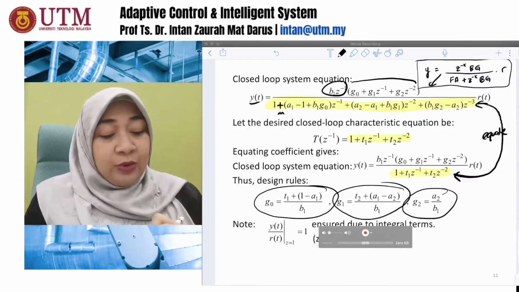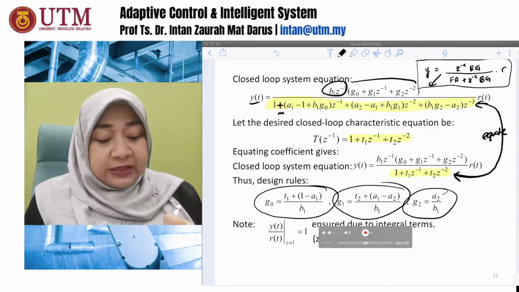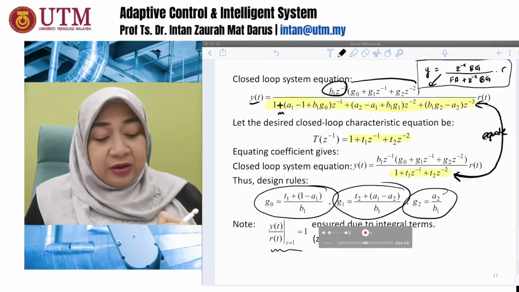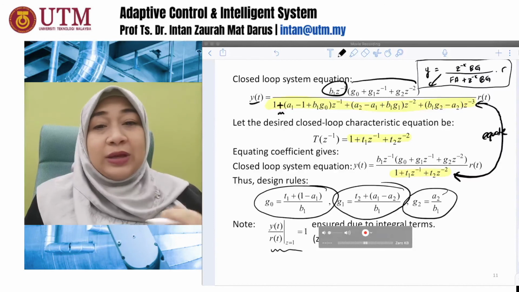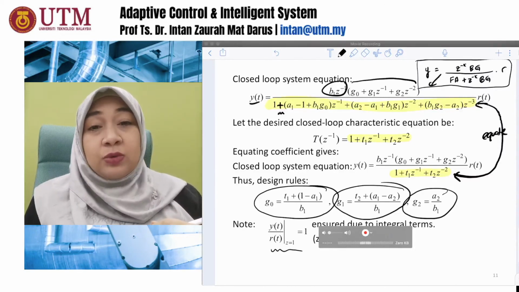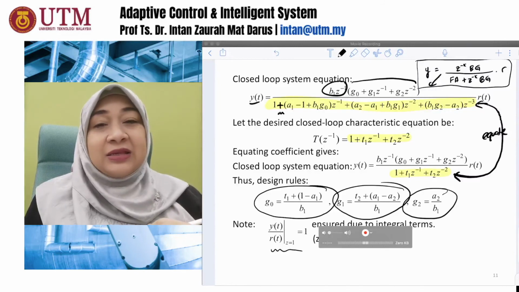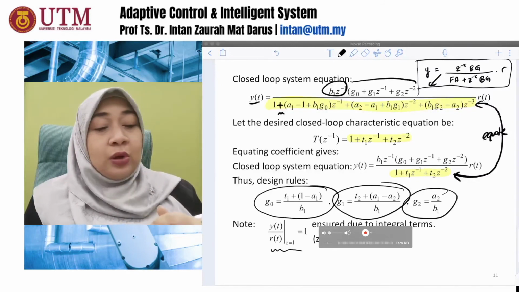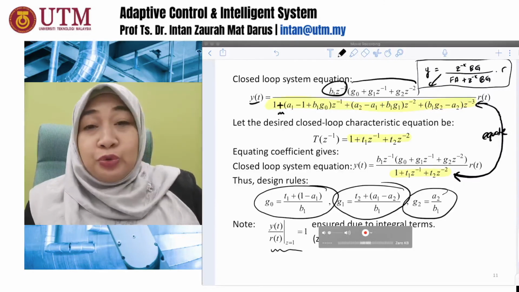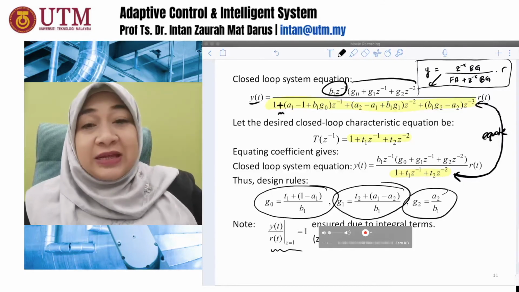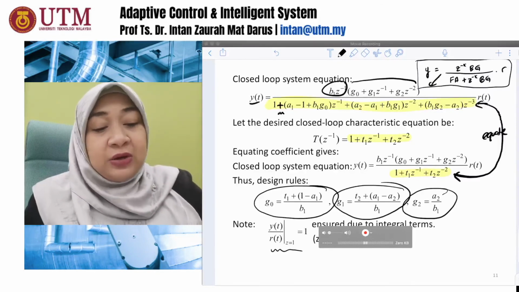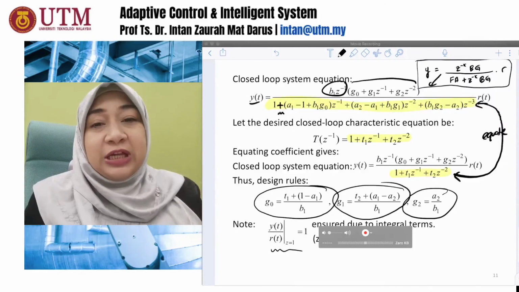So when you do your comparison, you get these parameters for your G0, G1, and G2. Then for your steady state error, you just need to compare Y(t) over R(t), or Y(z) divided by R(z), which needs to equal 1 so that your steady state error is 0. Go back to your closed loop system equation. You already know that when you want to evaluate steady state error, z must equal 1. Then equate the whole closed loop system equation to 1.